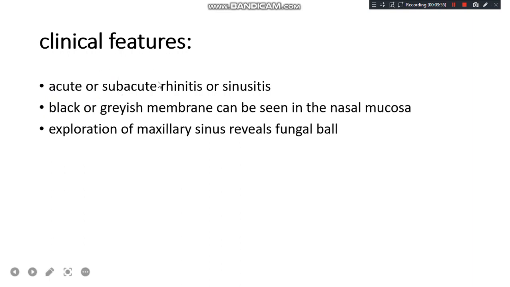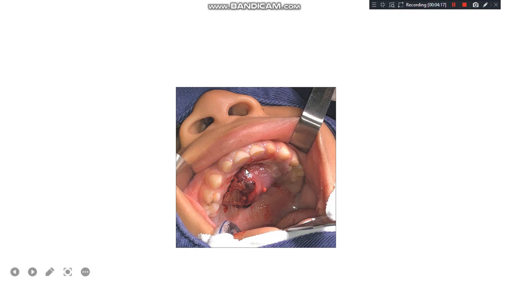In acute or subacute rhinitis or sinusitis, you will see a black or grayish membrane in the nasal mucosa, and exploration of the maxillary sinus reveals the fungal ball. You cannot see the maxillary sinus with your own eyes, so you have to go for X-rays for the exploration. Now this is the invasive type of aspergillosis. Initially it was in the nasal cavity, but it invaded the hard palate. As we know, the floor of the nasal cavity is made up of the hard and the soft palate. The soft palate was here, and there is the hard palate. It invaded the hard palate, and here you can see the mass. That is aspergillus.